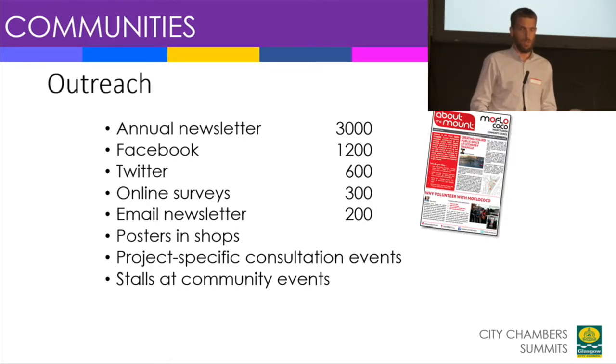We do online surveys about particular things. I'll come back to that. So we typically get 300 responses in a year, and we have an email list with 200 people on it as well. And then we'll try to balance face-to-face versus online participation methods. We also will do events. We'll do consultation events for particular projects. And if a community organisation, such as the School Parent Partnership, is holding an event, we'll try and get a stall there to, again, have a face-to-face interaction with people.